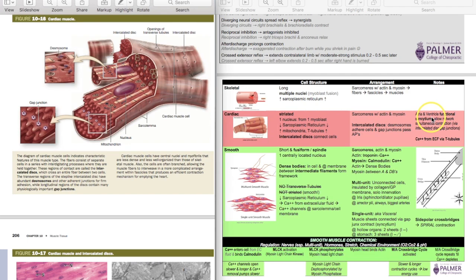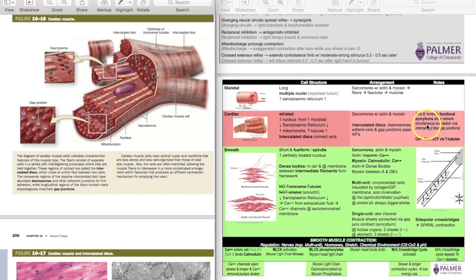There are two functional syncytiums in the heart because your heart, if you think about it, goes lub-dub, lub-dub, lub-dub, and you're hearing your right and left ventricles and right and left atria contracting together, okay? So you have an atrial functional syncytium that basically pumps blood into the ventricles, and then you have the ventricular functional syncytium that pumps blood from the right ventricle into the lungs and from the left ventricle into the aorta and into the body. But you have two functional syncytiums.